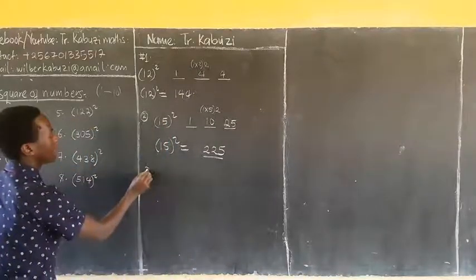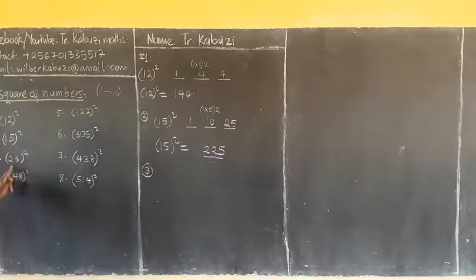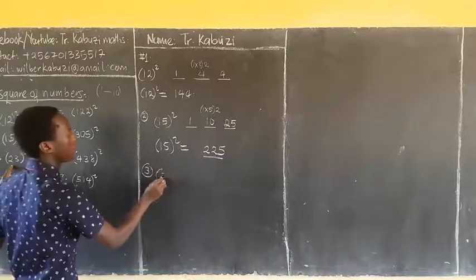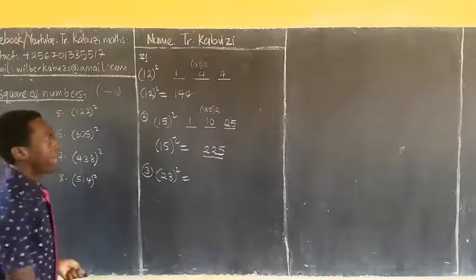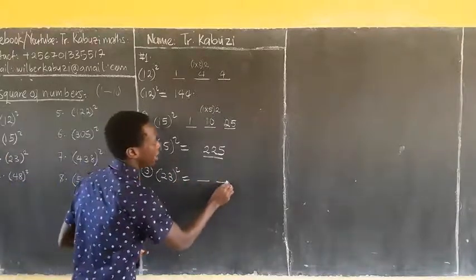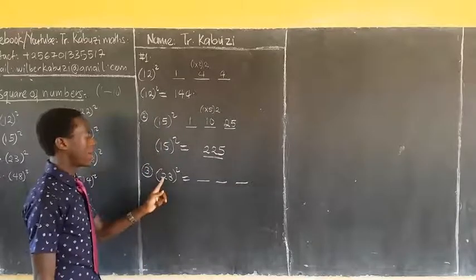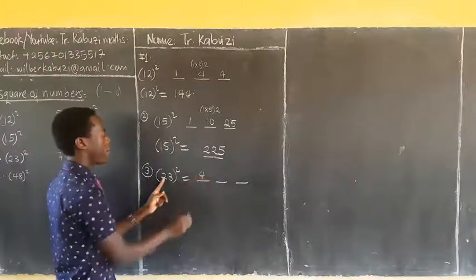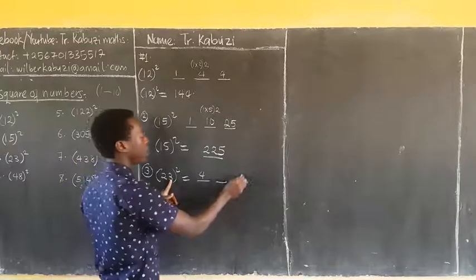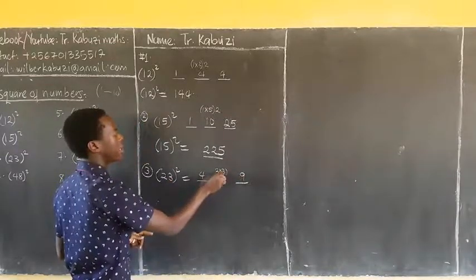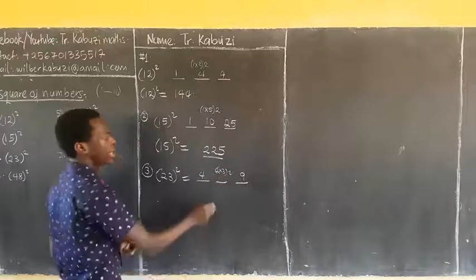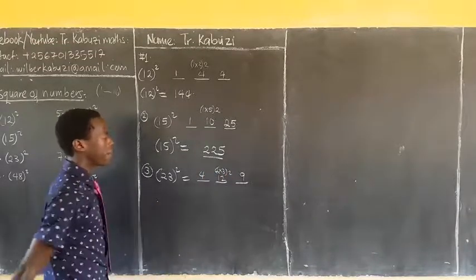Now when I come to 3, I have now 23 squared. You still divide it, you get your 3 gaps here. When you square 2, you get 4. When you square 3, you get 9. Then 2 times 3, then by 2. Here I think you get a 12.